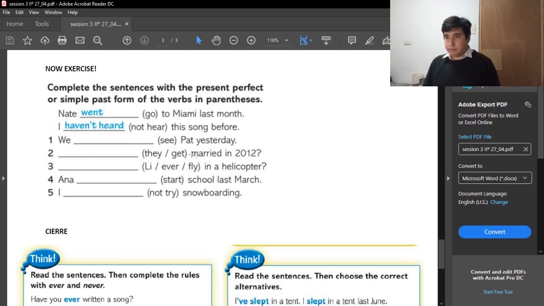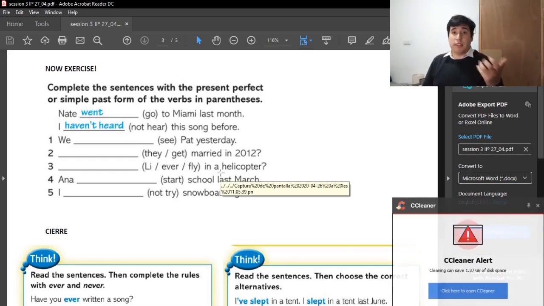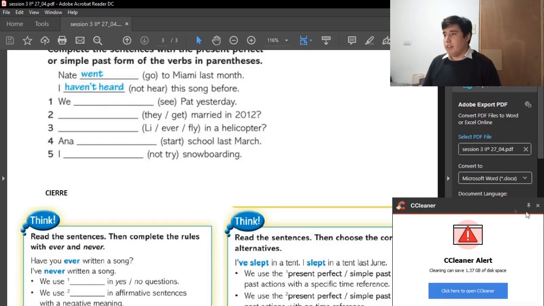So, be careful. Look for the time expressions. If it has a time expression, then you go with simple past. If it doesn't have a time expression, when you don't know when something happened, that's present perfect. Okay? Very good.